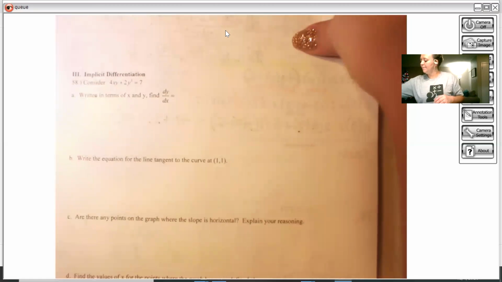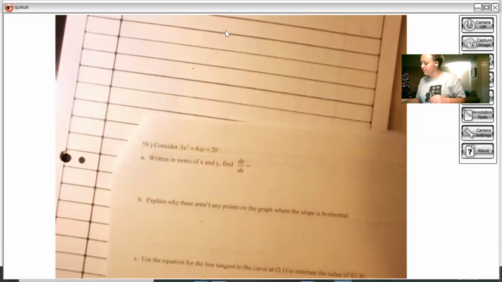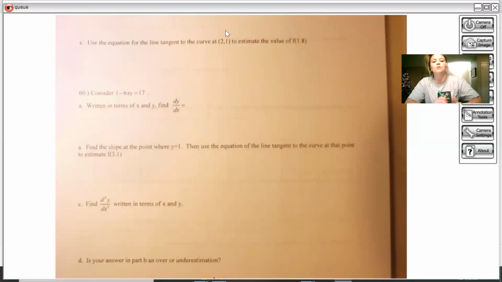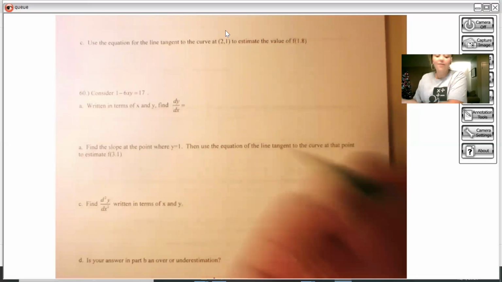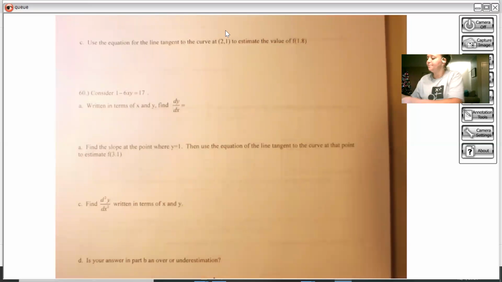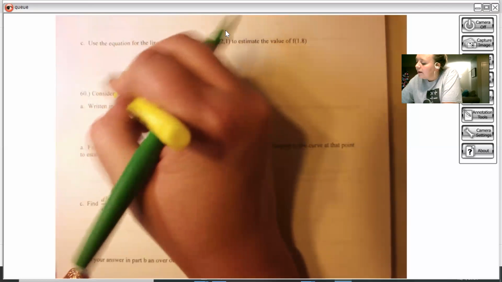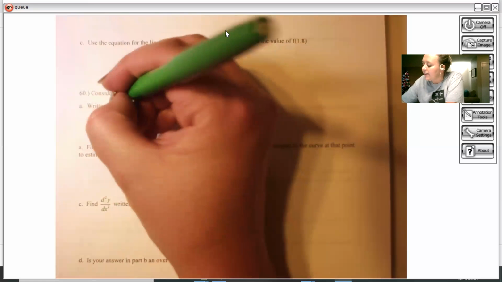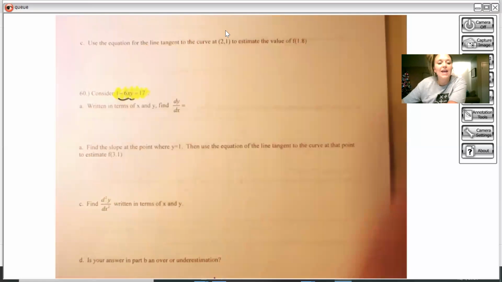All right, so implicit, I'd like to do, let's skip ahead to number 60, please. Okay, number 60, so we have 1 minus 6xy equals 17. It says, written in terms of x and y, find dy/dx. Okay, so first thing that I noticed right off the bat is that out of that equation, one of those terms is going to need product rule. Specifically, it's this one. And you need to include the negative in the product rule.